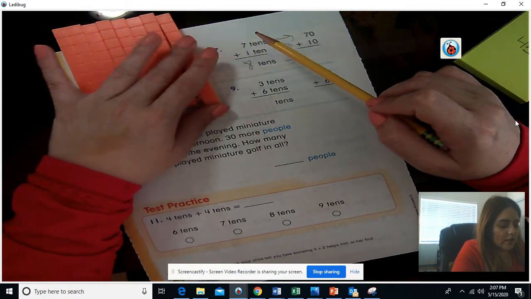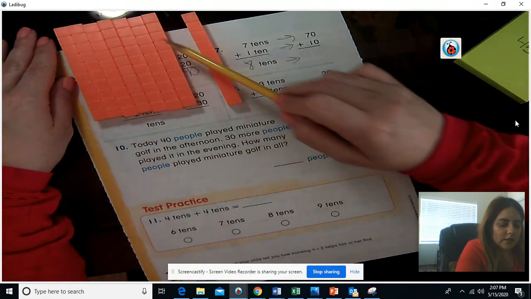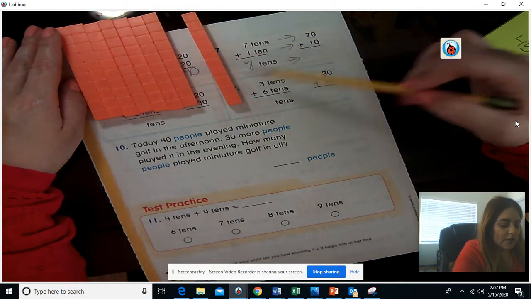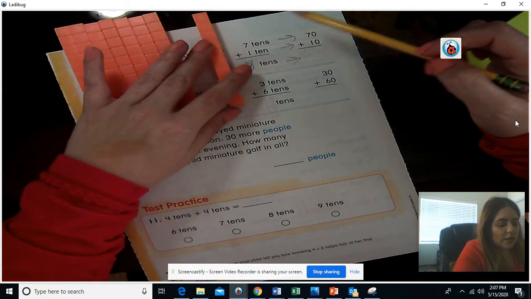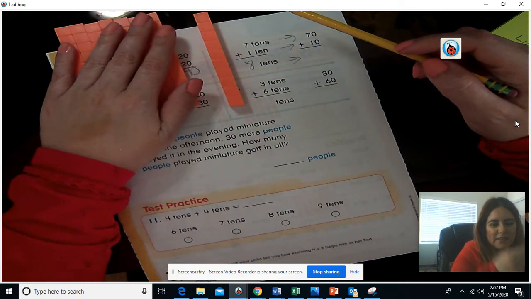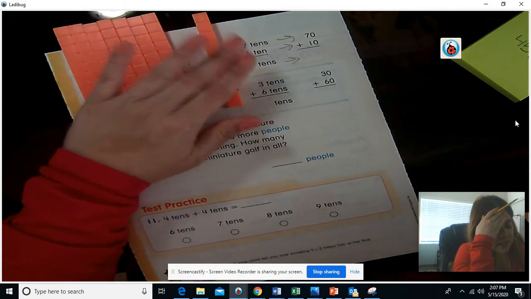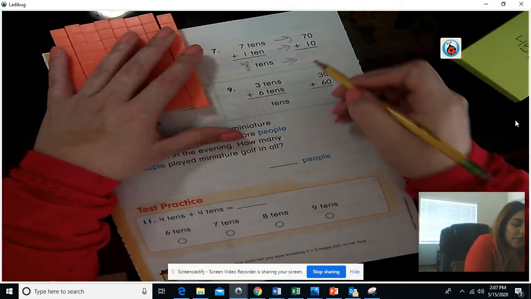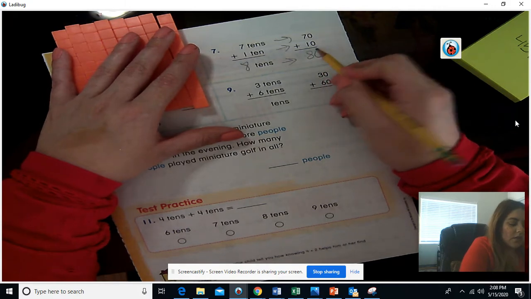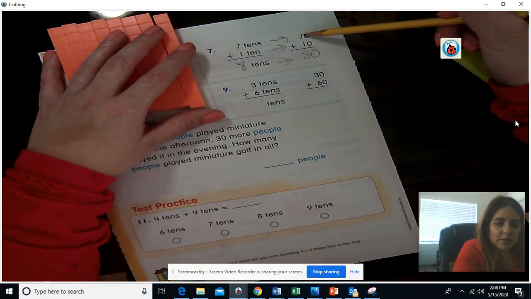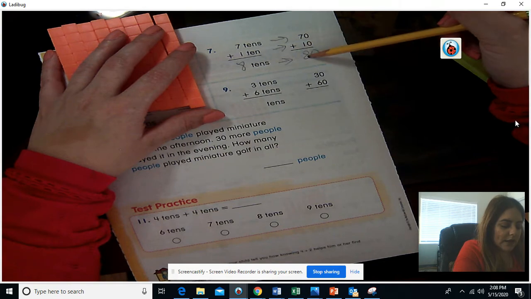70. So this is 70, plus 10 equals. So we can count the cubes. We can say 70, put 70 in my head and then count on: 70, 80. Or I can just add the numbers. 7 plus 1 is 8. 0 plus 0 is 0.